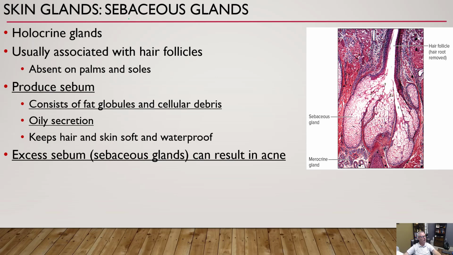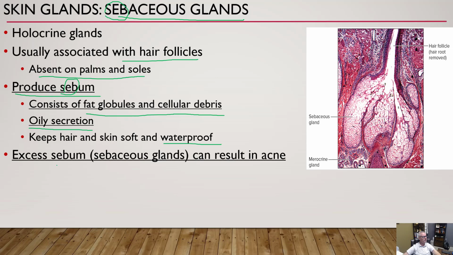We also call these sebaceous glands. They're usually associated with your hair follicles. We don't have those on your palms and soles. They produce this stuff called sebum. So sebaceous gland, SEB, produces sebum, SEB. So fat globules and cellular debris, that's what makes your hair oily. It keeps your hair and skin soft. Remember, fat and oil don't mix, so it keeps your hair a little bit waterproof.